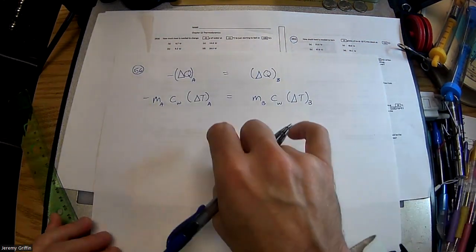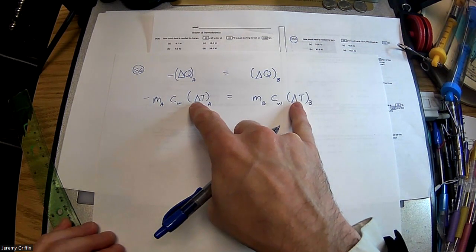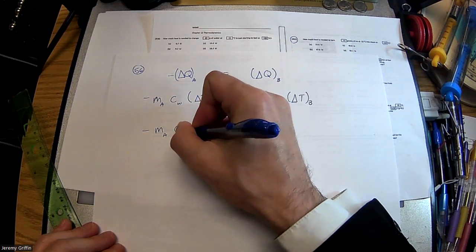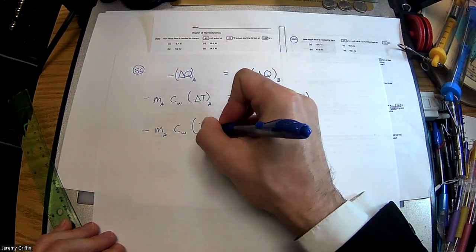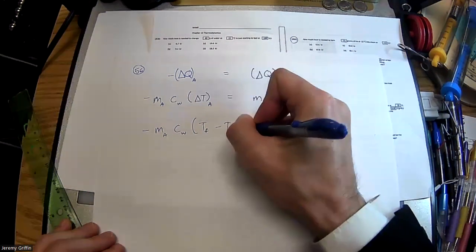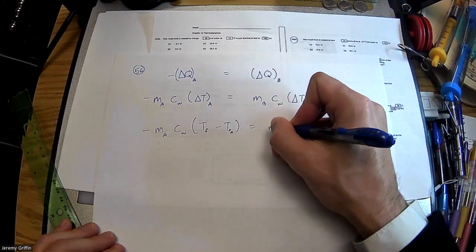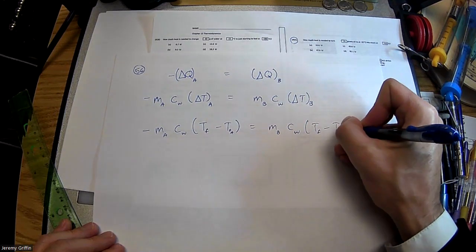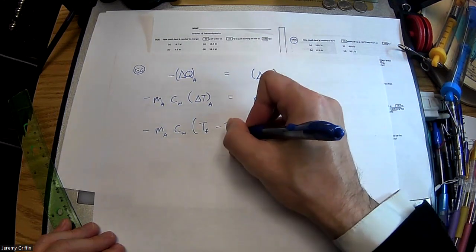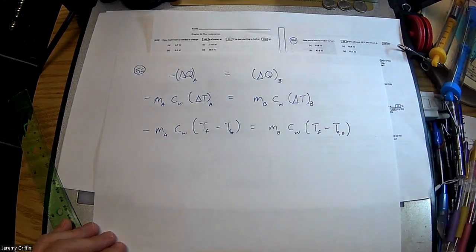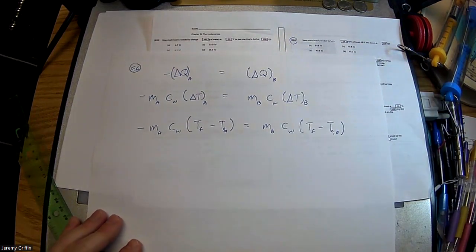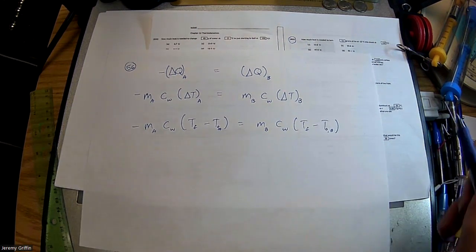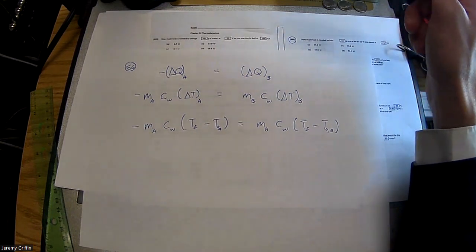But do another substitution. Instead of change in temperature, I'll call it final minus initial. So let's do that. Negative mass A, specific heat capacity of water, final temperature minus initial temperature for A equals mass B, specific heat capacity of water, final minus initial for B. Okay. All right, is that all right? That's set up. While you guys are catching up to there, let's go over why the setup is working.